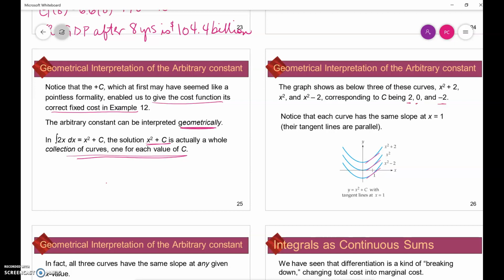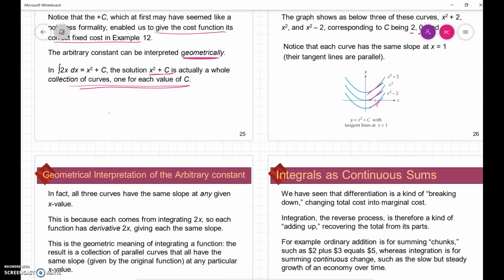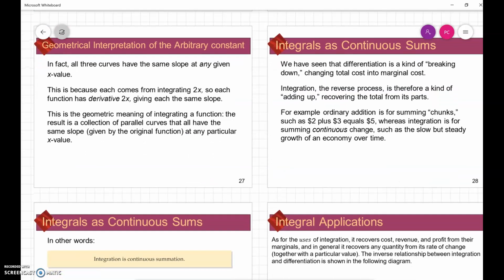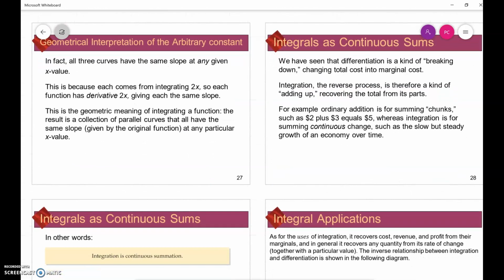So you notice that each curve has the same slope at x equal to 1. We have that same slope of a line. Those are 3 parallel lines at x equal to 1. So it didn't matter what that value of c was. The direction, the slope, which is the derivative, is the same. So in fact, all 3 curves have the same slope at any given x value.